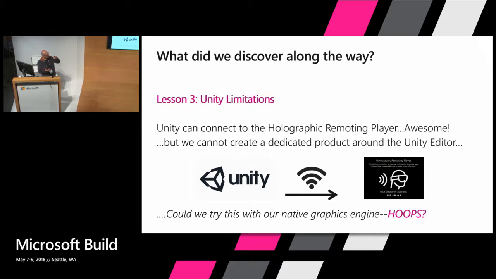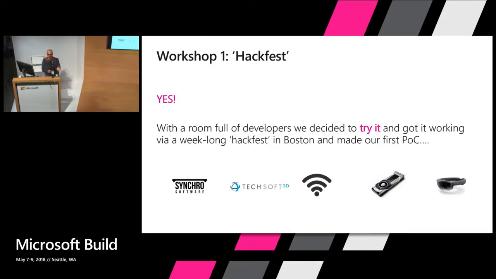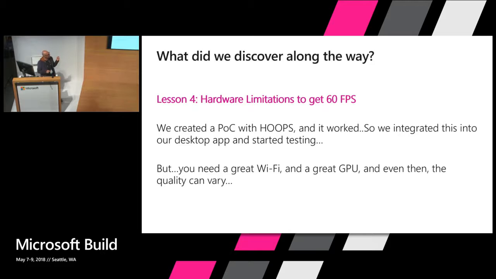So we said, well, what if we used our own graphics engine, which is called Hoops, which is built by TechSoft 3D, and try the same thing? What's really nice about working with Microsoft is they sponsor what are called Hackfests. So at the first Hackfest we got together with Microsoft, TechSoft 3D, a bunch of hardware and developers, and we said, let's try it. Let's try and take our native graphics engine, Hoops, and build something similar to what Unity has, basically stereoscopic streaming from that game engine right to that app framework. And we got that working.